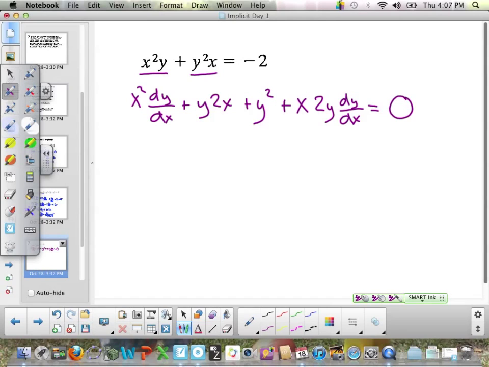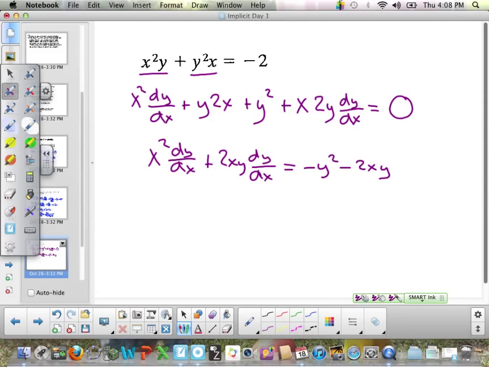All right, now gather all of the dy/dx's on the left side and everything else on the right. So on the left side, we're going to have x squared dy/dx plus 2xy dy/dx, and I'm reordering that to something I'm more comfortable with, equals, and then on the right side we'll have negative y squared minus 2xy.